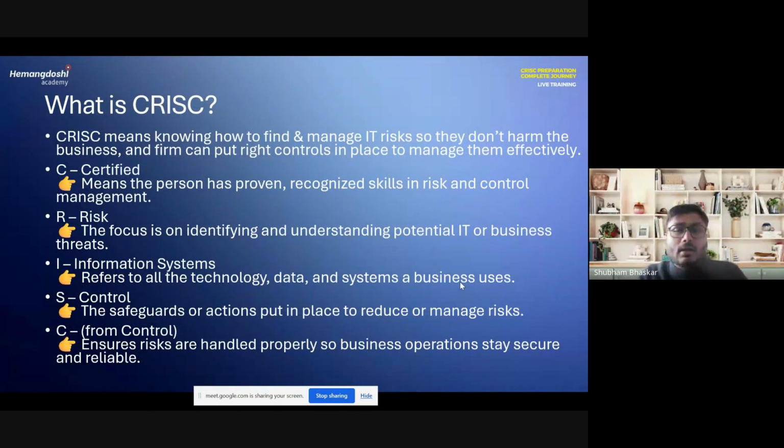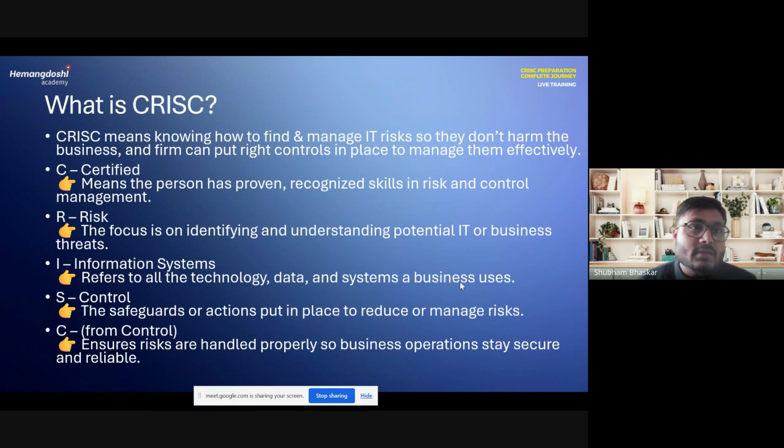Now, what is CRISC? We are starting the journey, so we have to understand the very first question that comes through. What is CRISC? Many of you would be thinking that it's a certification. Well, you're partially right, but it also means something. It simply means: find the risk, manage all the risk, so that they don't harm your business. It's as simple as that. That's what ISACA wants you to know about CRISC.